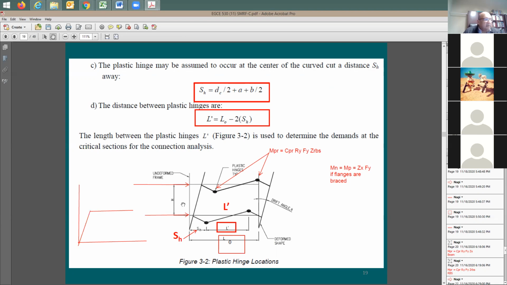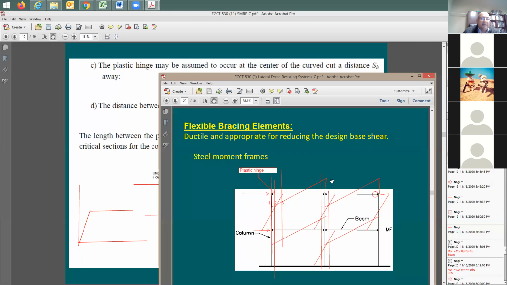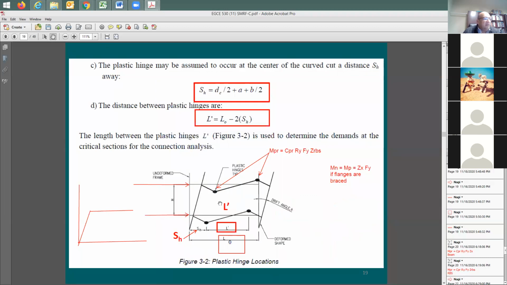So this has nothing to do with the actual force that you're going to be designing for. The actual force that you design for is based on the amount of seismic force that you put on the frame. But this force that you're talking about is going to be based on the beam section itself. W27 by 84 is one of the beam section sizes that you can use.